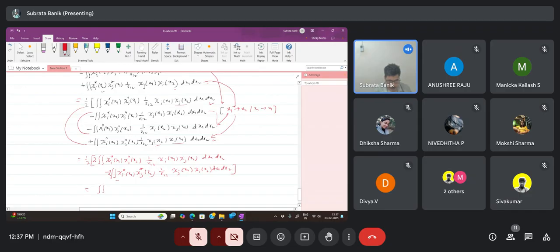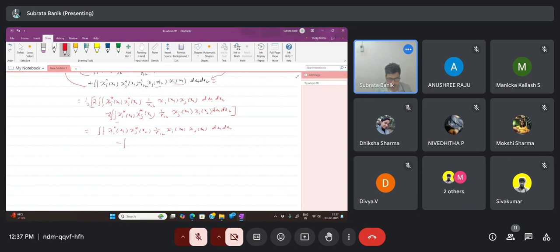What we are going to get here is integration of x star x1 by j star x2, 1 upon r12 minus, right? Well, this is the final form we got.